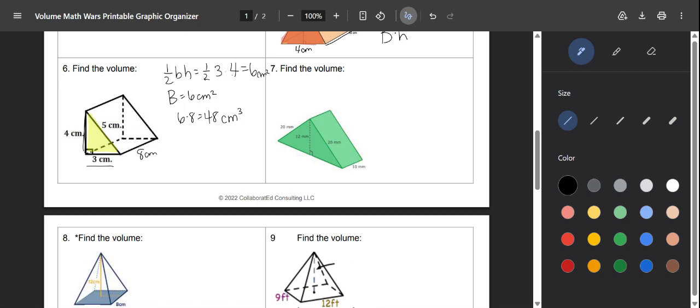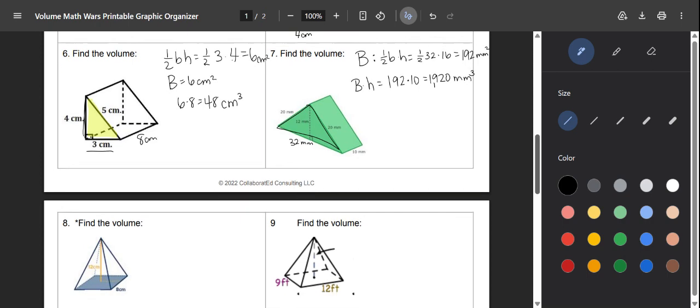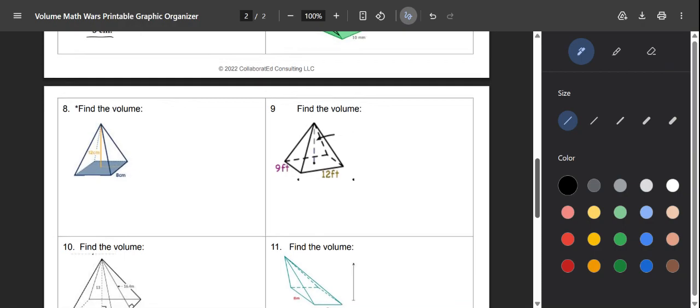Okay. Number 7 is a you do problem. You need to know the base of that triangle. It is 32 millimeters. So I'm going to ask that you pause the video here and then come back when you are ready to check your answer for that volume. All right, hopefully you've got the answer of 1,920 millimeters. We found the area of this triangular base, which was 192 millimeters squared, and then we multiply it by the height of 10 to get 1,920 millimeters.